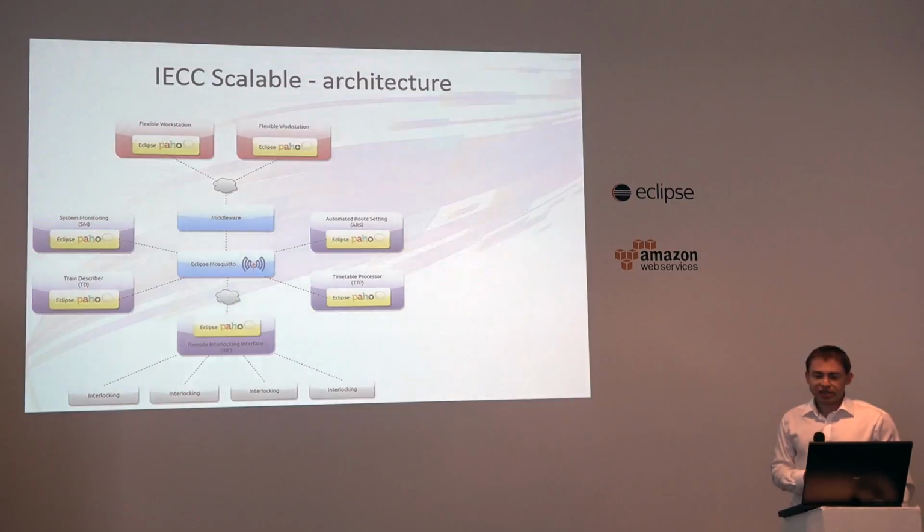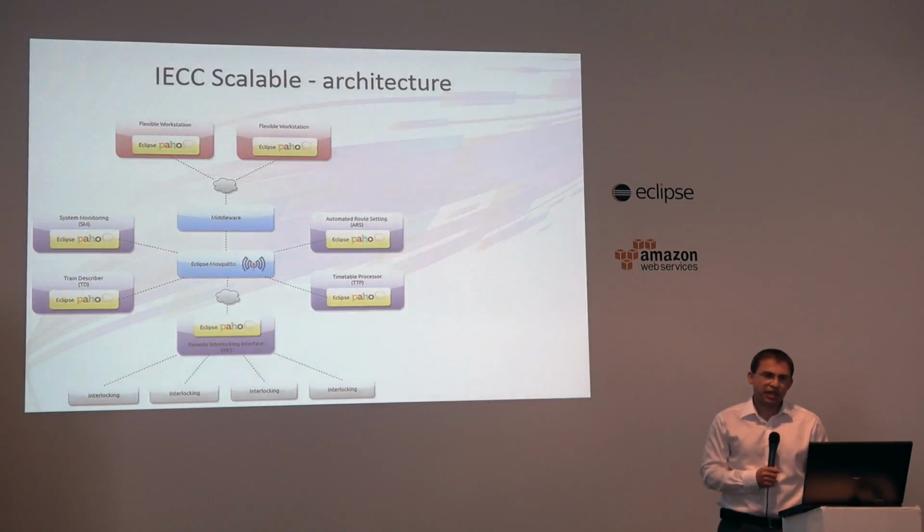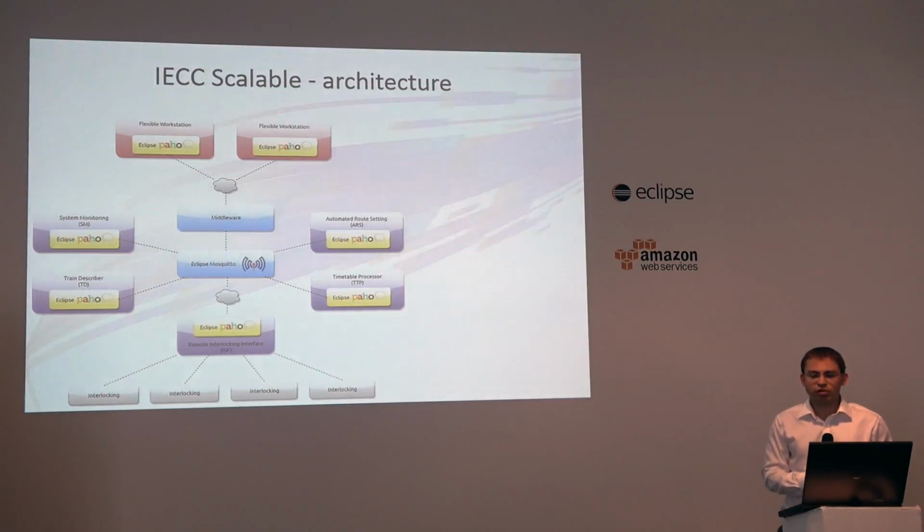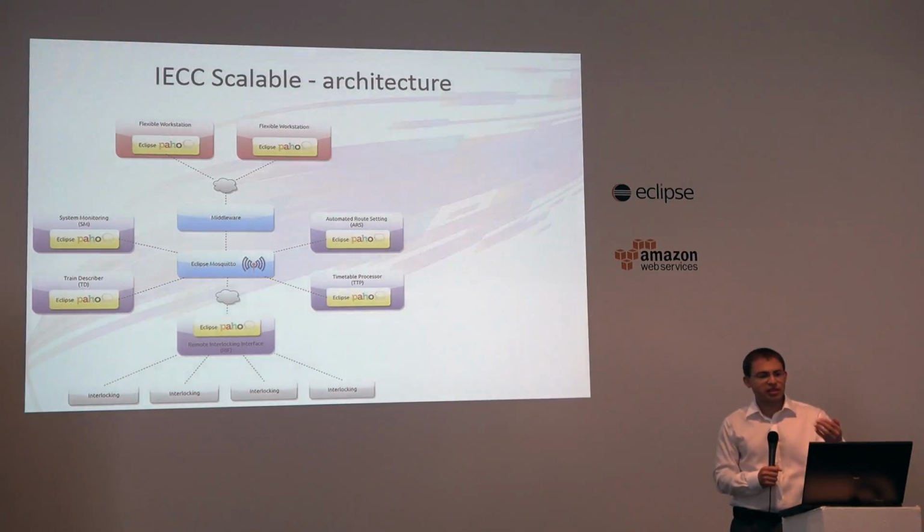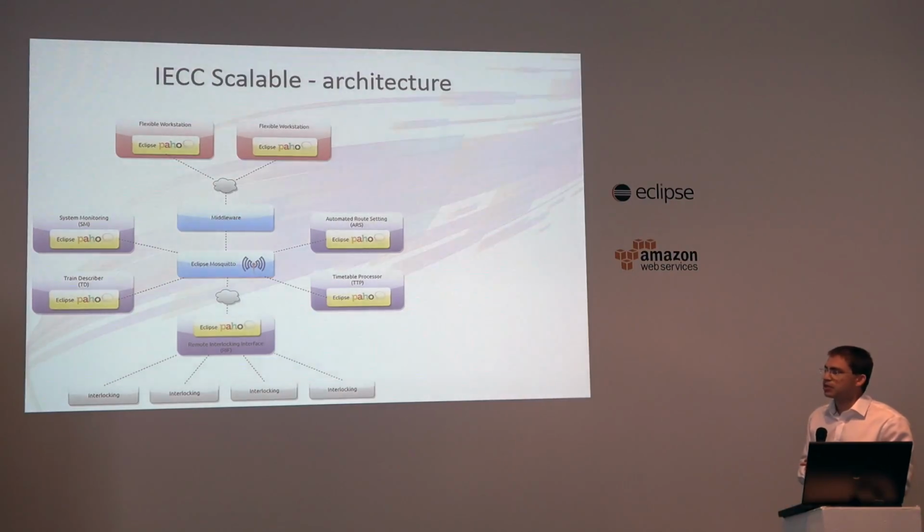So then moving on to the architecture. The way I would like to describe it to you is taking into account 2 modes of operation. One thing is the manual signaling control. So you've got signalers sitting at the workstation, seeing the state of the railway and deciding where trains should go.